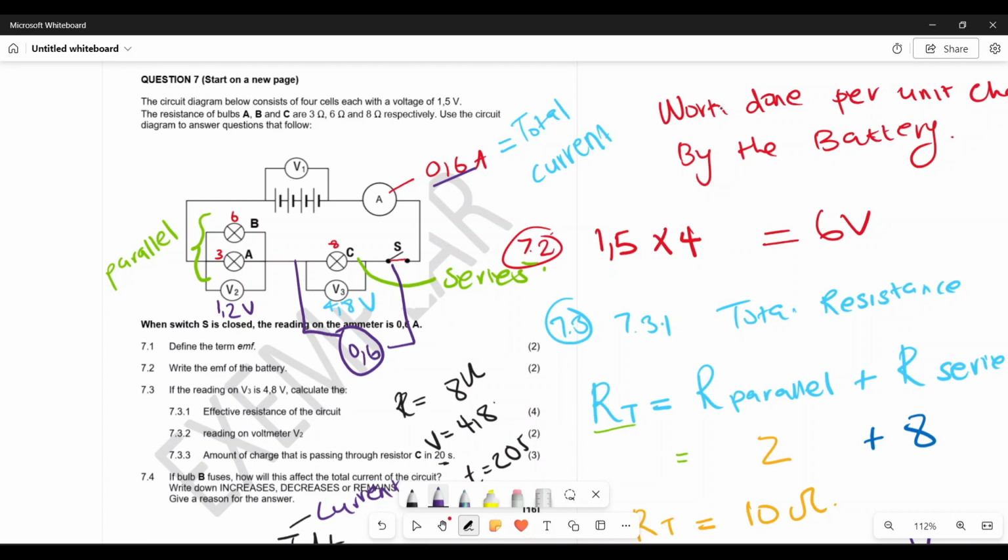And remember, what do we know about series circuits or series resistors? We know that in a series connection, your current is constant, meaning that current is the same. So because here current is 0.6 and this resistor is connected in series, the current here would also be 0.6. Remember, current in a series connection is constant. But the current here, because this is a parallel connection, won't be the same as the current there, right?